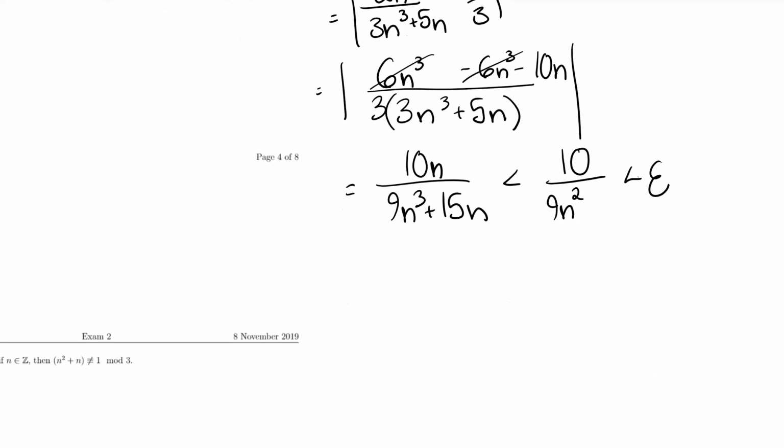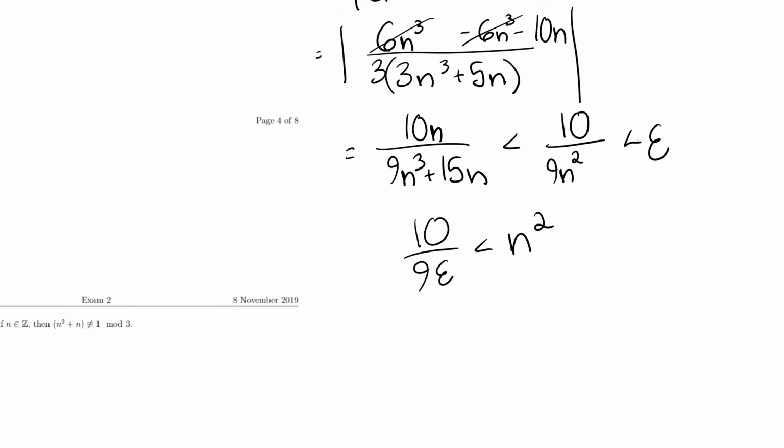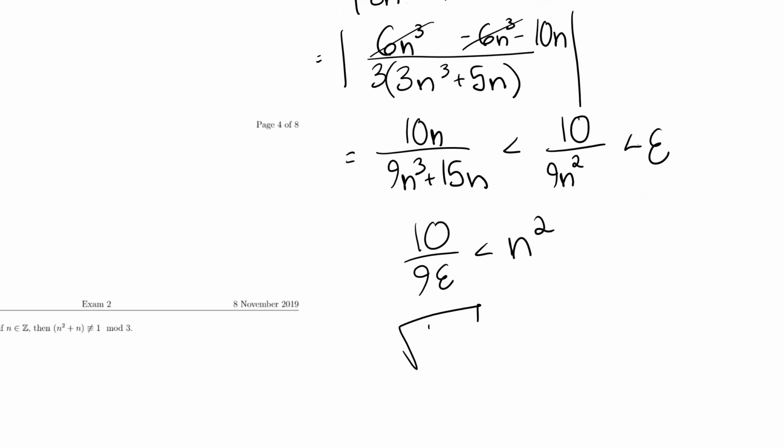So now, if I multiply both sides by n squared and divide by epsilon, I get 10 over 9 epsilon is less than n squared. Well, this is certainly positive, so there's no doubt about that. So now I just want to pick some capital N such that n is bigger than that. And I don't need to worry about plus or minus because I only want my n to be a natural number.